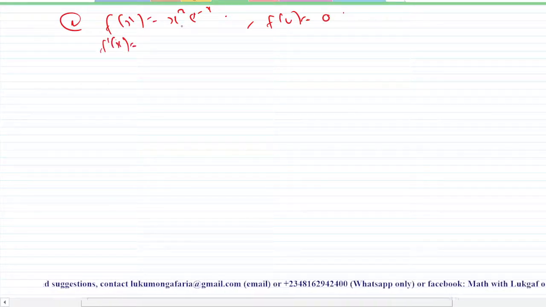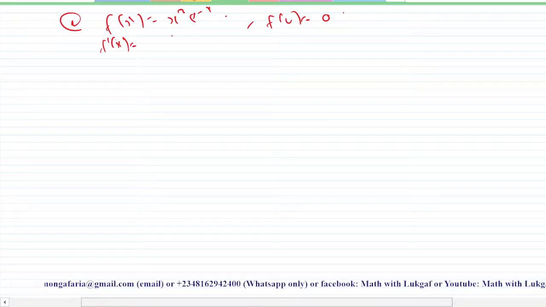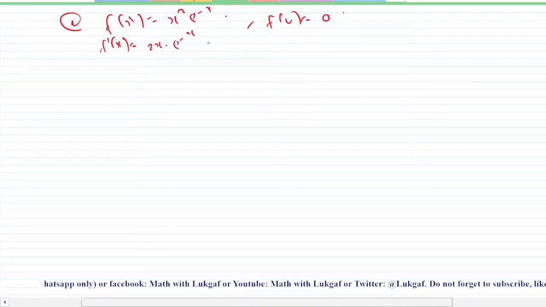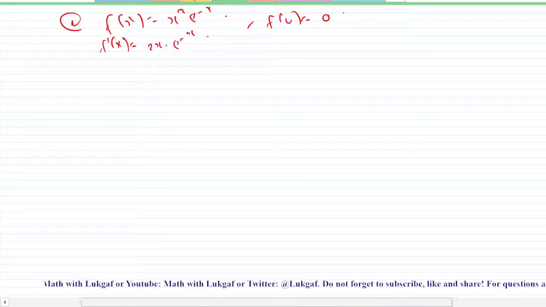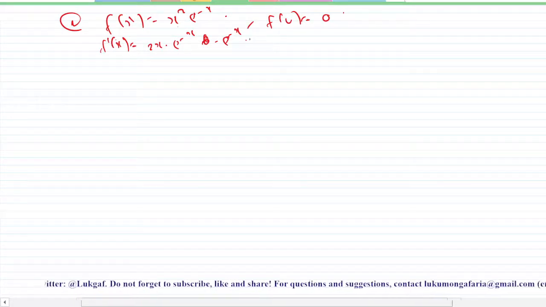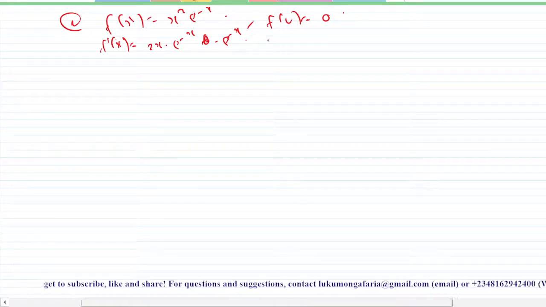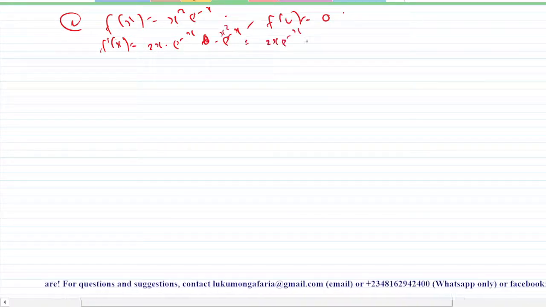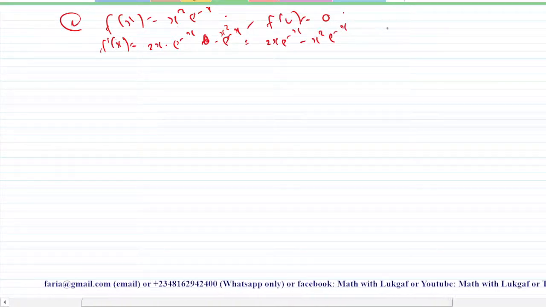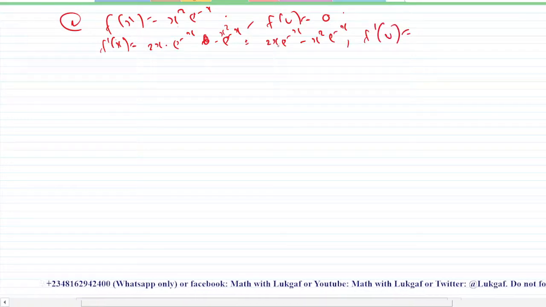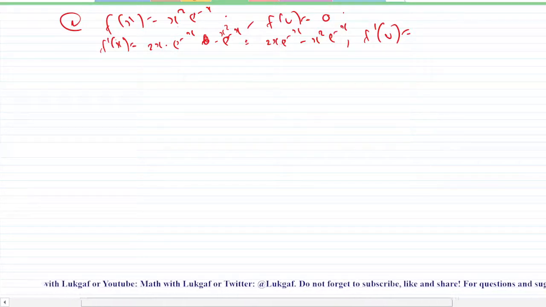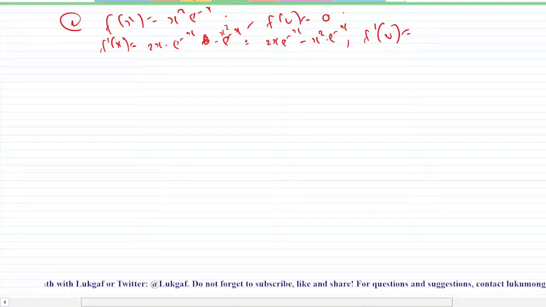Recall that your f prime of x will give me what? You differentiate this, differentiating the first, 2x, leave the second as it is, e raised power minus x, then plus differentiating the second, that's minus e raised power minus x, leaving the first as it is, that's x squared. And that gives you 2x e raised power minus x minus x squared e raised power minus x. Then your f prime of 0, if you put 0 here, this is going to be 0, this is going to be 0, and this is also going to be what?